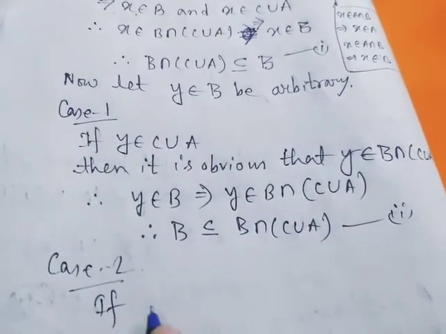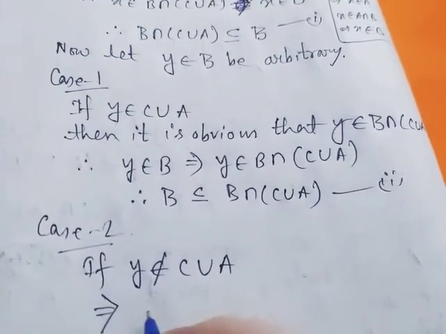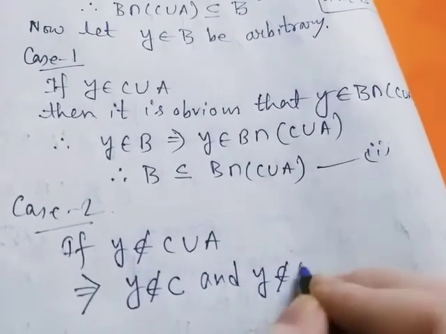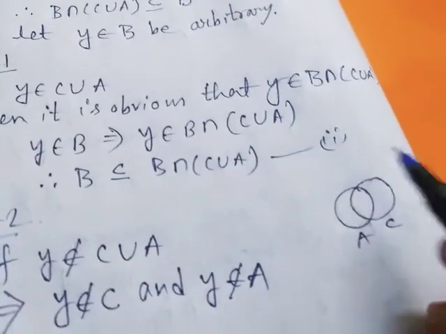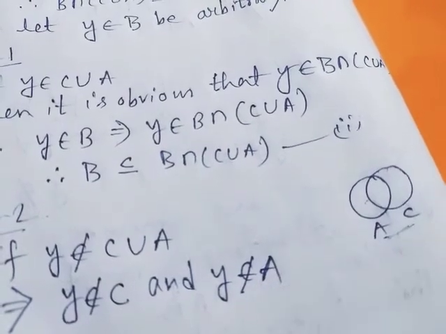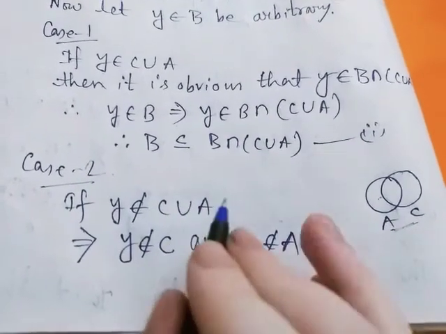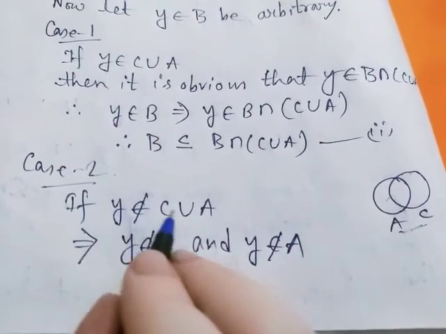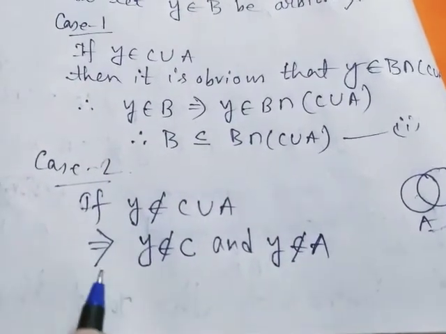If Y does not belong to C union A, then this implies Y does not belong to C and Y does not belong to A, because suppose this is A, this is C. If Y does not belong to union of two sets A and C, then obviously Y does not belong to C and Y does not belong to A. Because if Y belongs to C, then Y belongs to C union A. And also if Y belongs to A, then Y also belongs to C union A. So if Y does not belong to C union A, then Y does not belong to C and Y does not belong to A by definition of union.